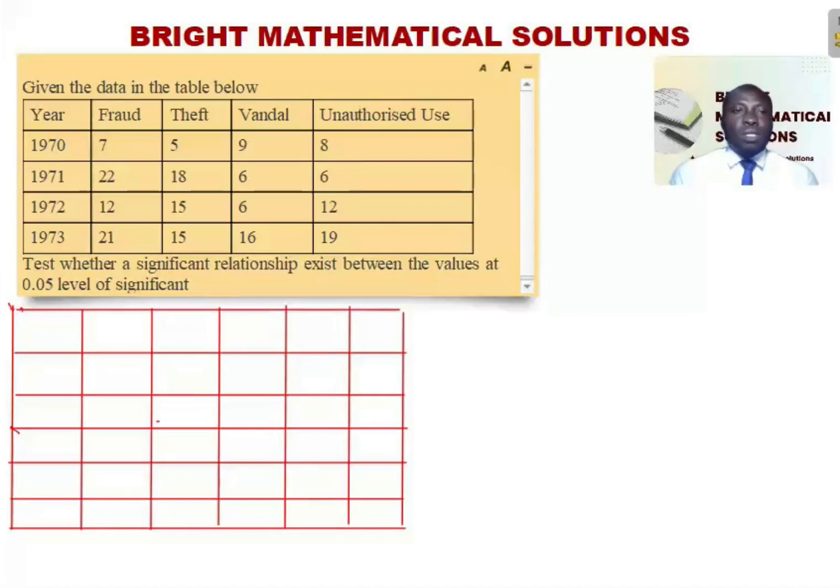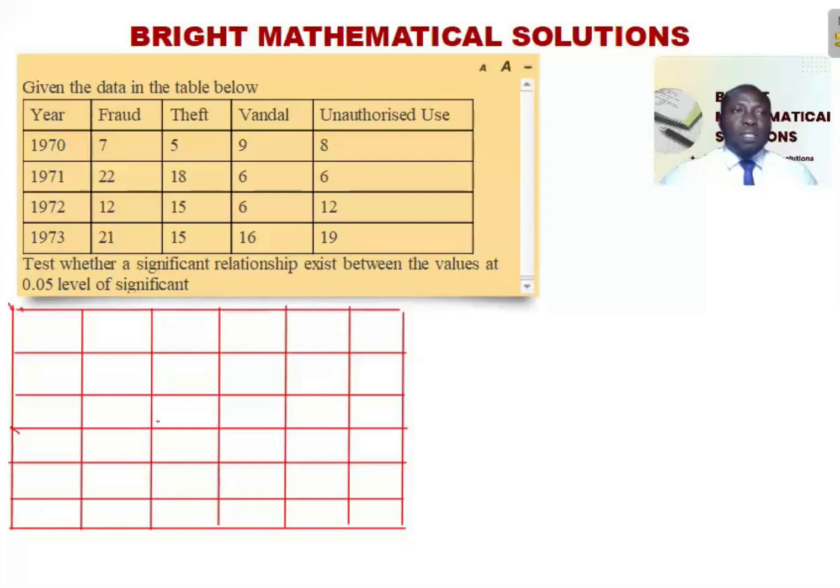We are on to statistics and we are looking at chi-square. And the table, we have a question before us. It says, given the data in the table below: year, fraud, theft, vandal, unauthorized, and the data is given as thus. And the question says, test whether a significant relationship exists between the values at 0.05 level of significance.